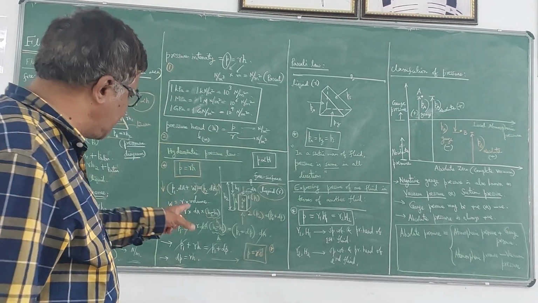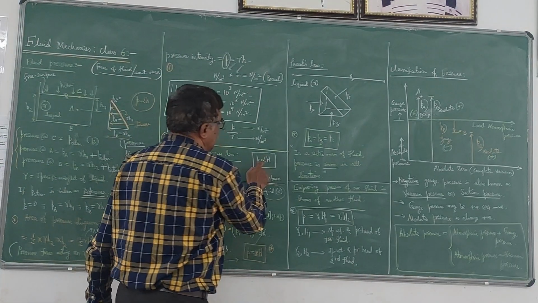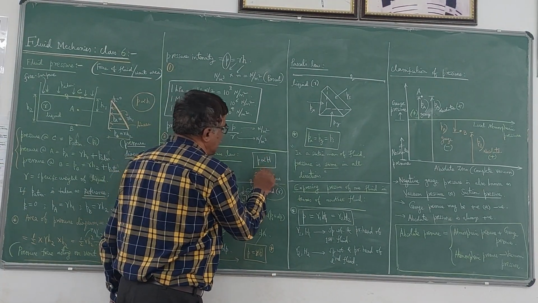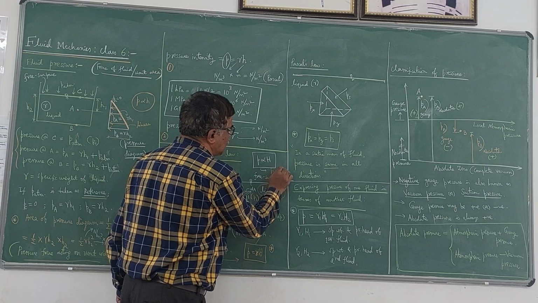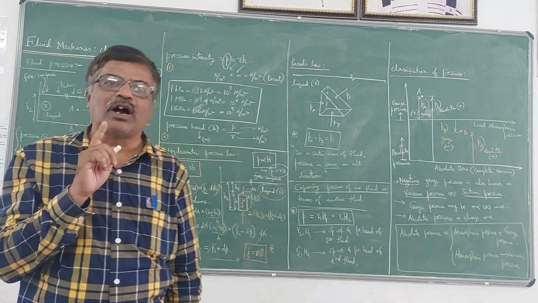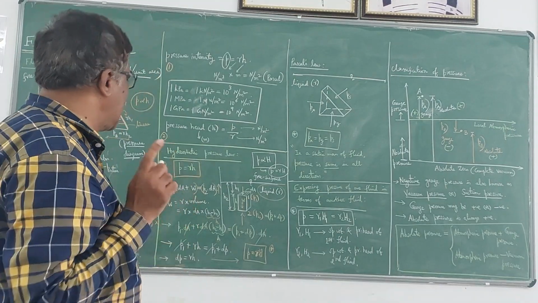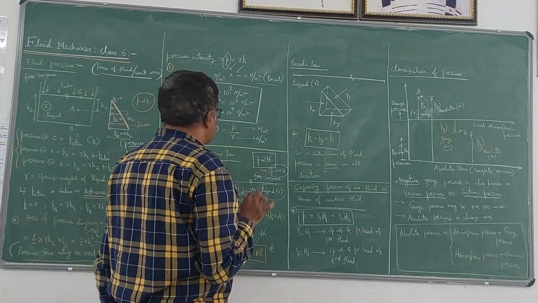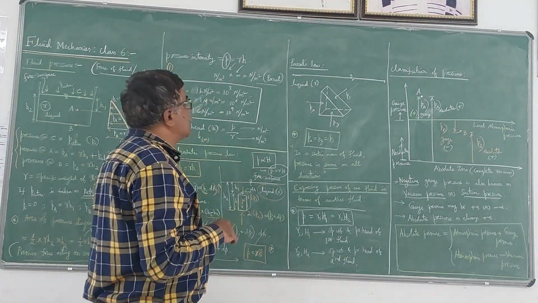So this is the same as this, P directly proportional to h. If you introduce gamma here, the constant of proportionality is nothing but gamma. So P is equal to gamma h. It is called the hydrostatic pressure law. So the second important law is called Pascal's law.